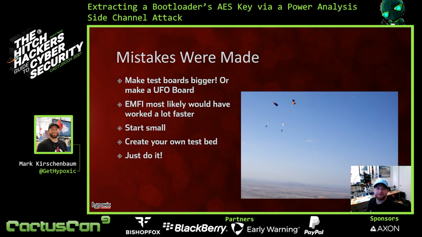Obviously, I could have done a lot of things better during my attack. One of the things that I didn't really care for was how small I made the target board. The victim board is very small. I should have used one of the new AES UFO boards, or at least made it bigger. I get so used to making everything so small. I use the smallest resistor values. I have 0402s, and that really made it a lot harder to run this attack. So definitely make it bigger.